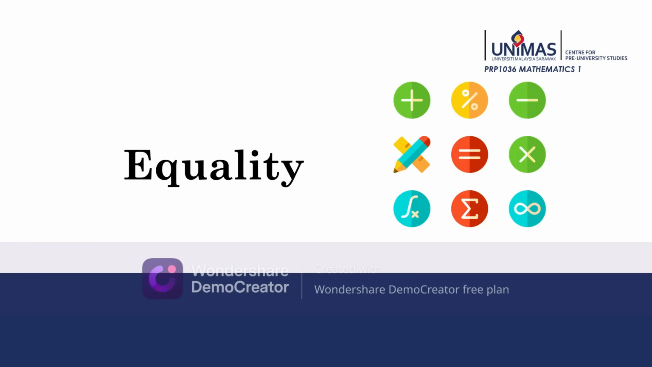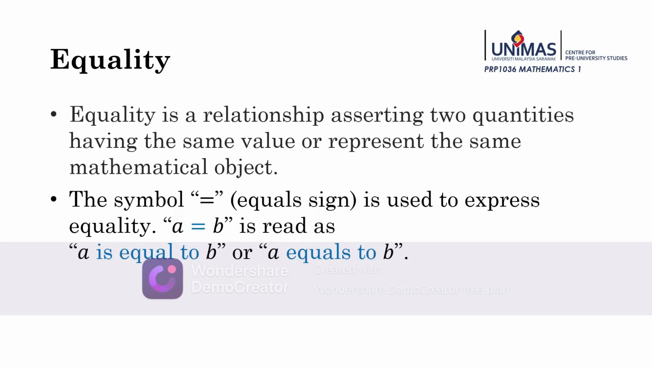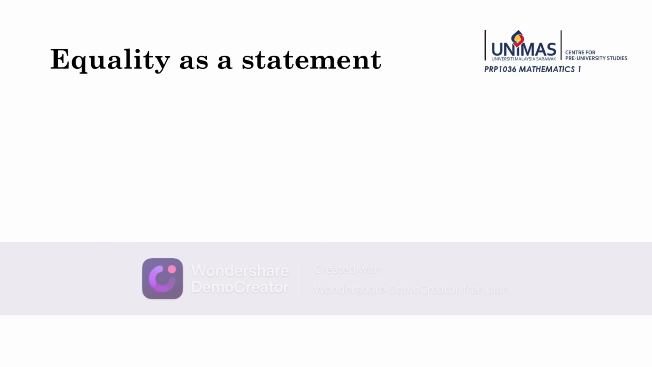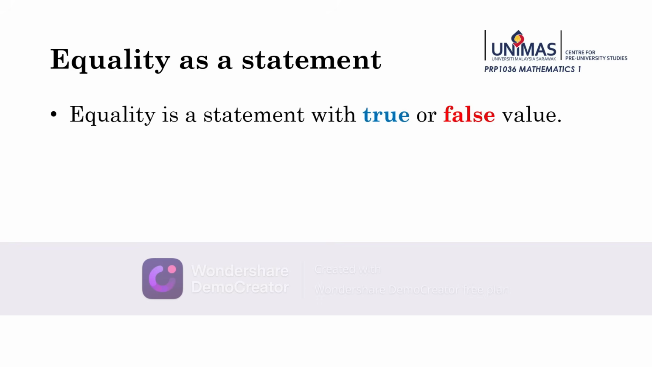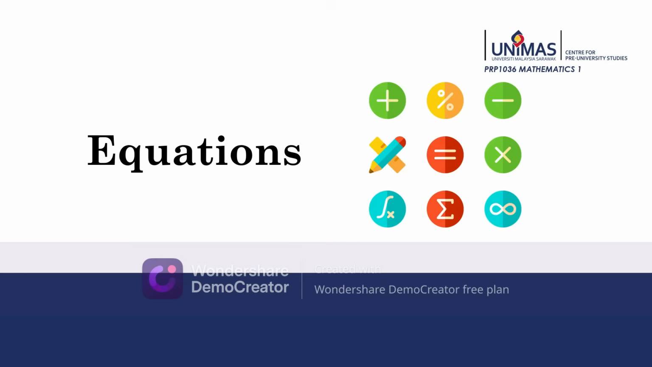We need to understand what equality is. Equality is a relationship expressing that two quantities have the same value or represent the same mathematical object. We use the equal sign to express equality, so A equal to B. Equality is also a statement with a true or false value. 2 plus 3 equal to 5 is a true statement. However, 2 plus 4 equal to 5 is a false statement.